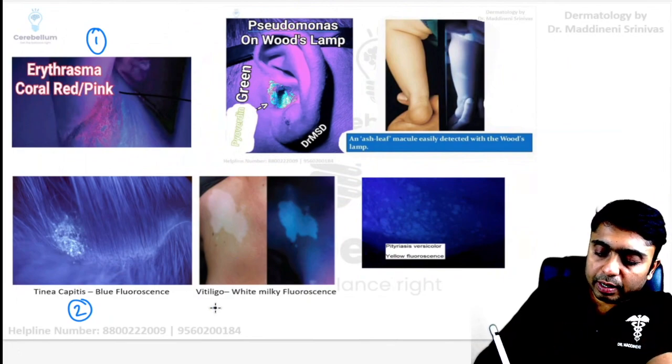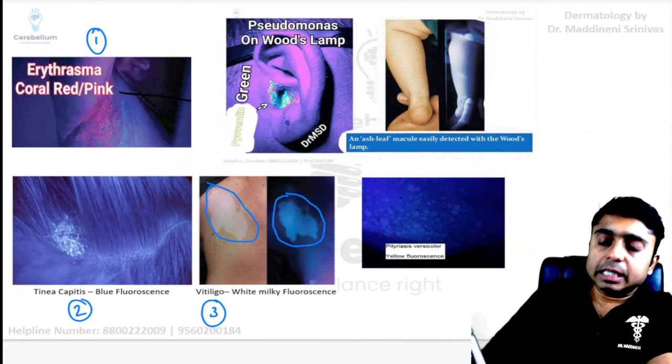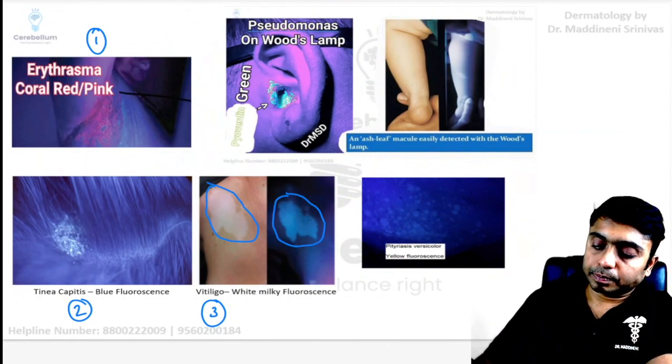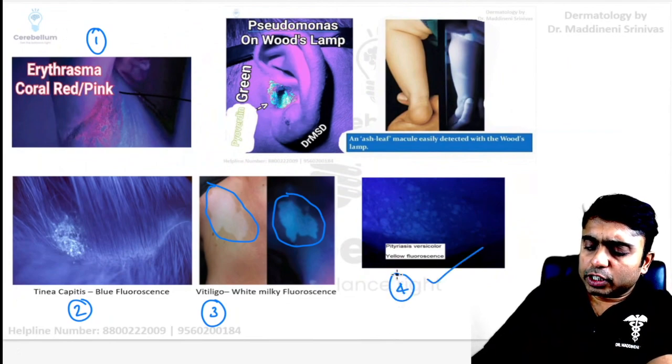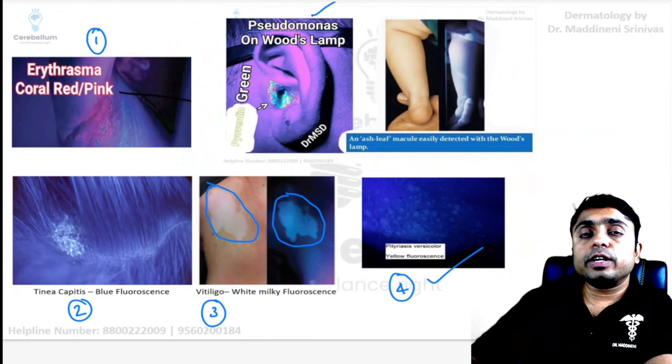Okay. So vitiligo, we have milky white fluorescence. So this is the depigmented lesion of a vitiligo. You are able to see that it is becoming milky white under Wood's lamp. And this is P versicolor, which you are going to get yellow fluorescence. And this is Pseudomonas, which is going to show green fluorescence.